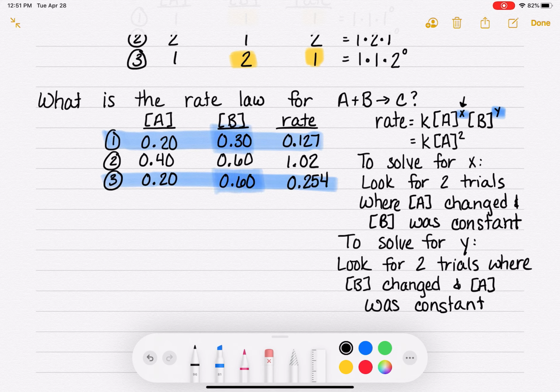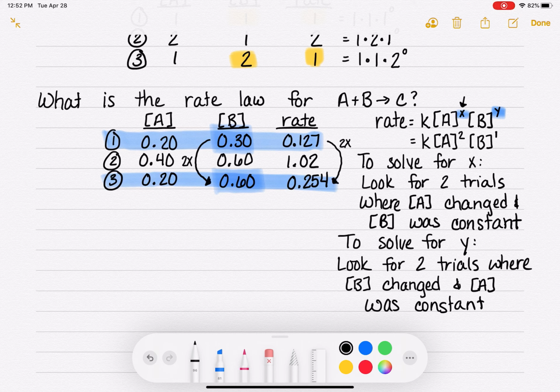So now we have to ask ourselves what happened. Well, when we went from 1 to 3, we doubled the concentration. When we went from 1 to 3, we doubled the rate. We doubled the concentration, we doubled the rate. We've seen that one many times. That is first order with respect to B.